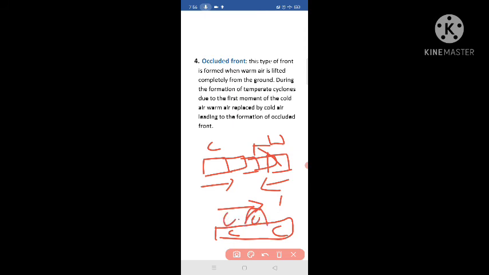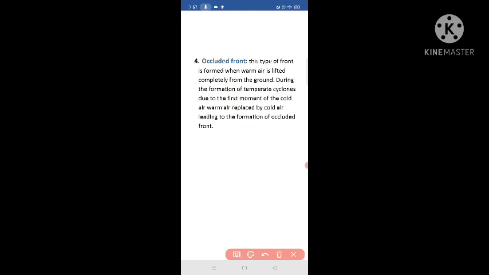Then here also a cold front is formed, here also a cold front is formed, and the warm air mass is lifted completely above the ground. So this type of front helps in the creation of what we call temperate cyclones. During temperate cyclones, the cold air mass moves fast. Sorry, this is fast, please make the correction. The fast movement of the cold air mass completely replaces the warm air mass.